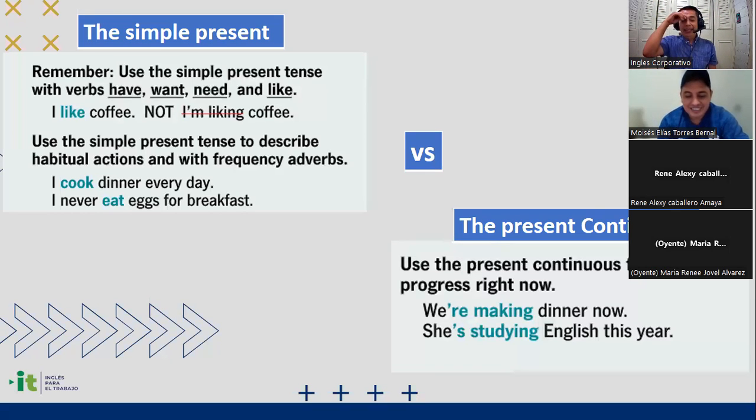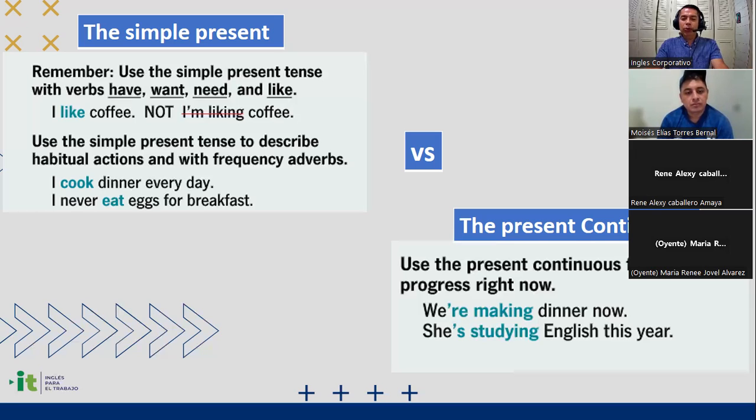Okay, now, the simple present. We use the simple present to describe routines, habits, or in general repetitive events, like I take a shower every day, for example, right? I work in the morning, and also it refers to general truths, like verdades generales, like the water boils, the earth, la tierra, right? The earth is round, right? La tierra es redonda, right? So everybody knows that. So we use the simple present to describe it.